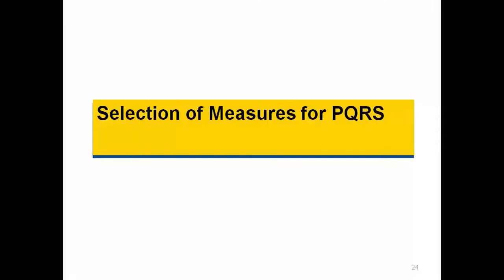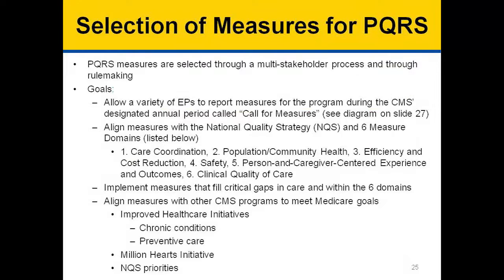Selection of measures for PQRS. PQRS measures are selected through a multi-stakeholder process and through rulemaking. The goals are to allow a variety of eligible professionals to report measures for the program during the CMS designated annual period called Call for Measures. Another goal is to align the measures with the National Quality Strategy and 6 measure domains. These domains include care coordination, population and community health, efficiency and cost reduction, safety, person and caregiver-centered experience and outcomes, and clinical quality of care.